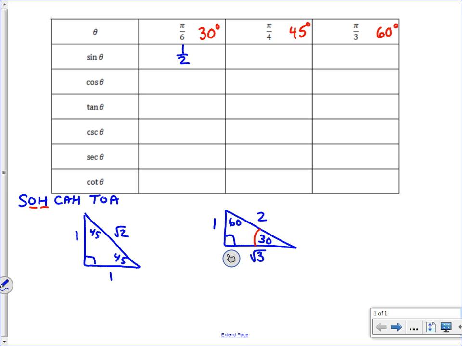I'm going to continue down this column while I'm looking at the 30-degree angle that I have marked in red. I'm next going to do cosine of that angle. Cosine is adjacent over hypotenuse. I get that from SOHCAHTOA. Adjacent over hypotenuse is going to be root 3 over 2.